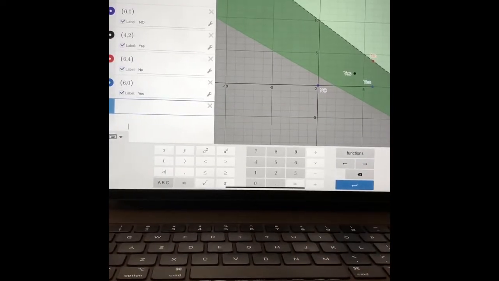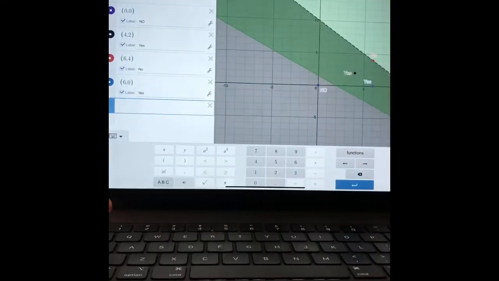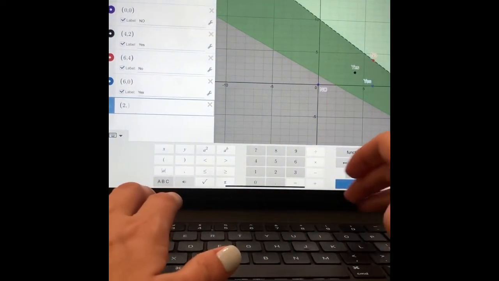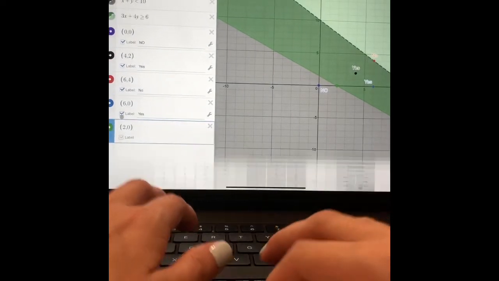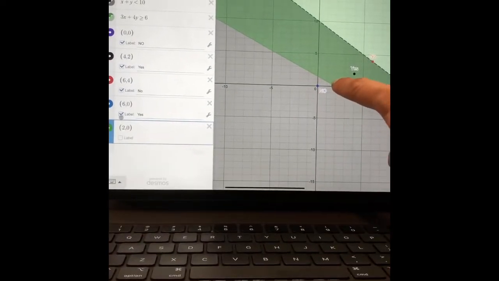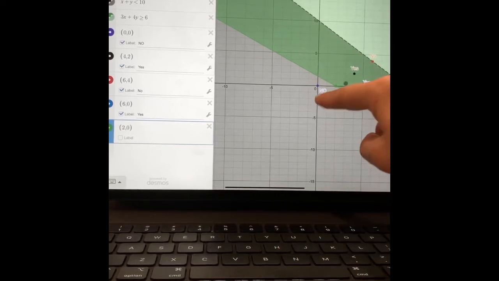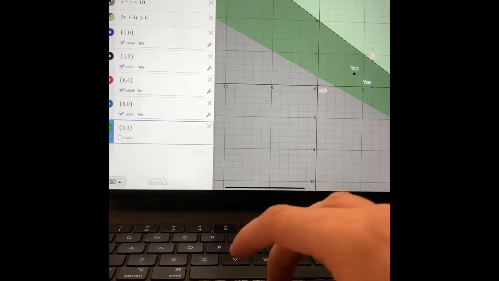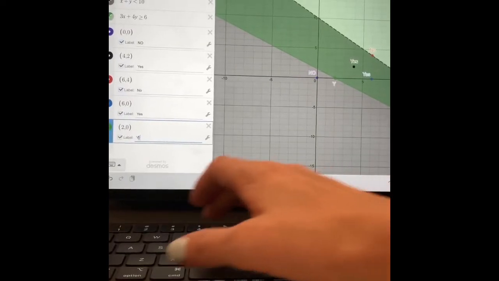And then last but not least, we have the point 2, 0. Okay, so let's check out 2, 0. Okay, 2, 0 is kind of hard to see because it's also in green, but 2, 0 is right here in green. 2, 0 is on a solid line. Okay, so it is part of the overlap, right? It's a solution to gray and green. It's right there on that line. So this one gets a yes.